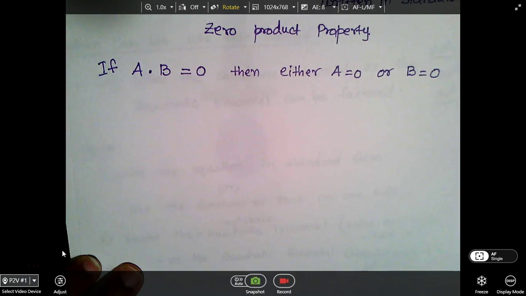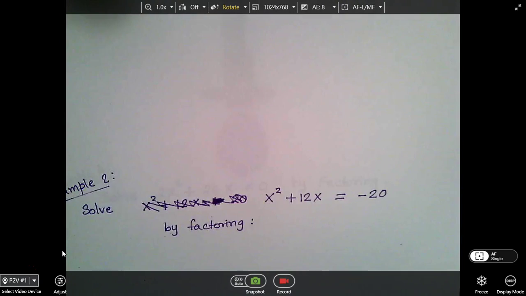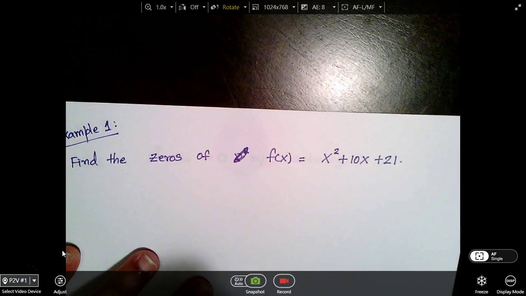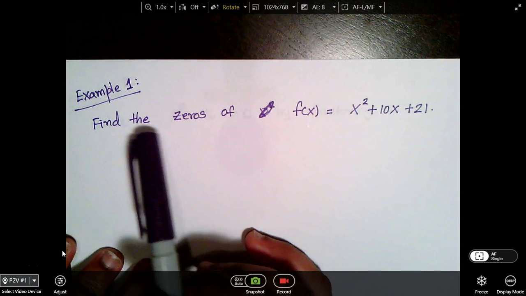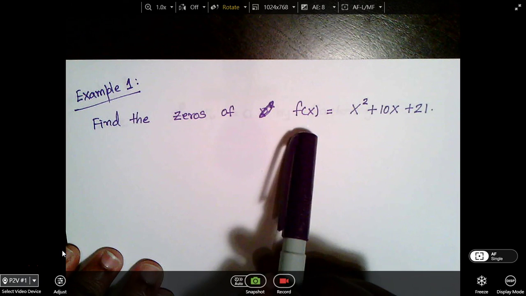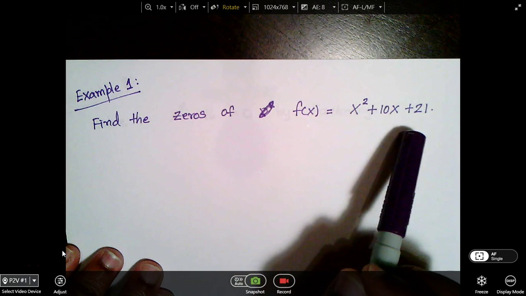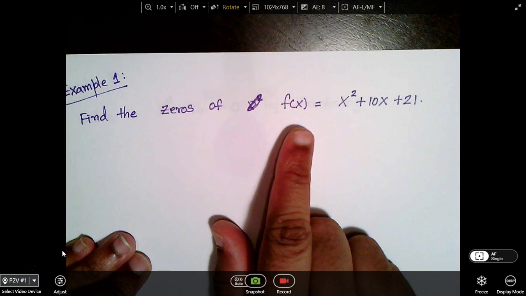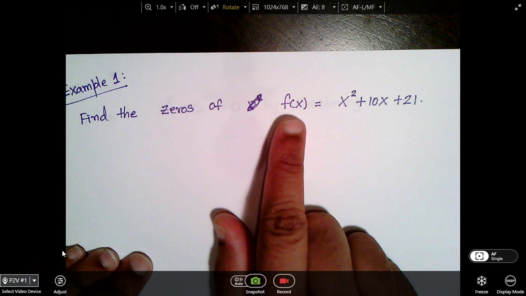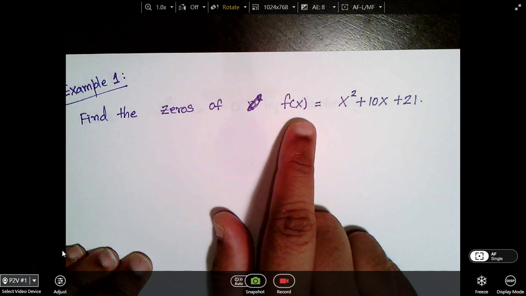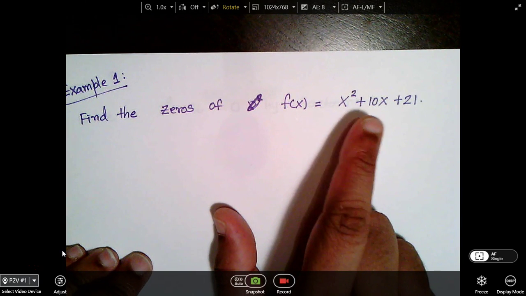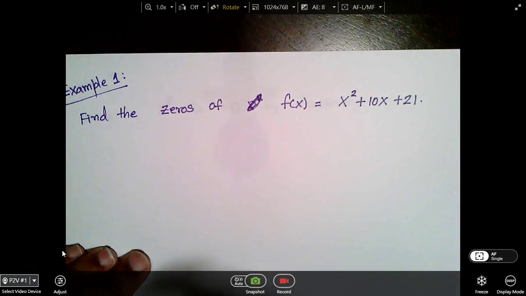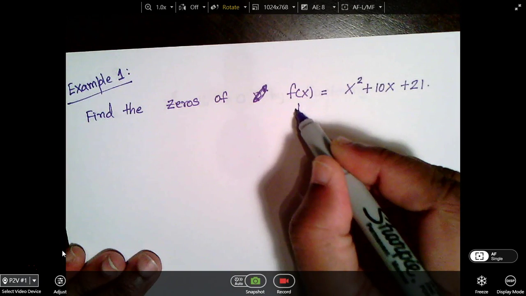All right, so let's take a problem and see how to solve our quadratic equation by factoring. The question is, find the zeros of f of x equals x squared plus 10x plus 21. They have given us the function equation, so we want to make that a quadratic equation by setting the function to 0. Whenever I'm solving a quadratic equation, I'm solving for the x-intercepts, which is solving for x when y is 0, right? So I'm going to set y equal to 0.